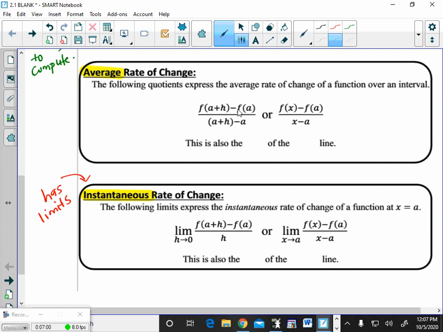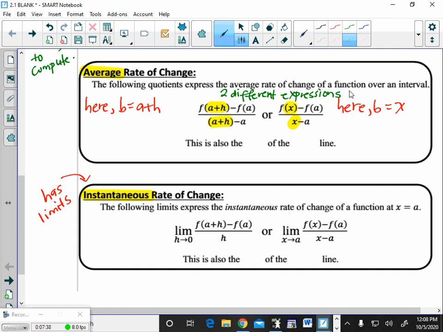f of b minus f of a over b minus a. Well, just here, we let b equal a plus h. Shouldn't look any different. Here, we let b equal x. f of b minus f of a over b minus a. So we can highlight those changes. There's our b, there's our b in this expression. They're two different expressions. Let me make sure you note this. These are two different expressions for average rate of change.